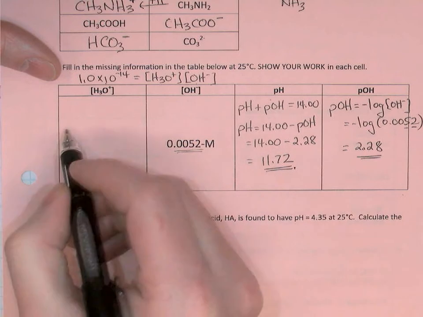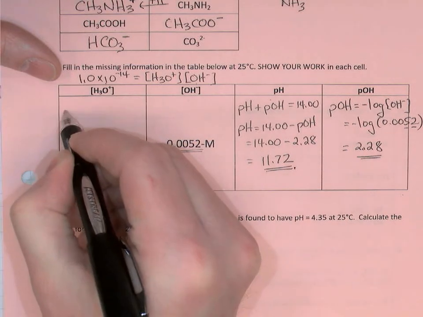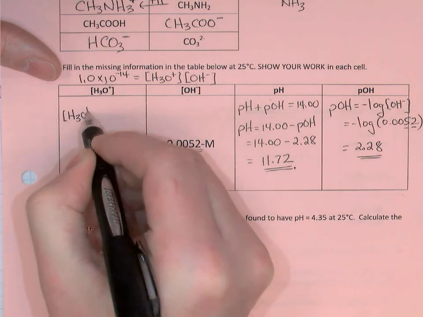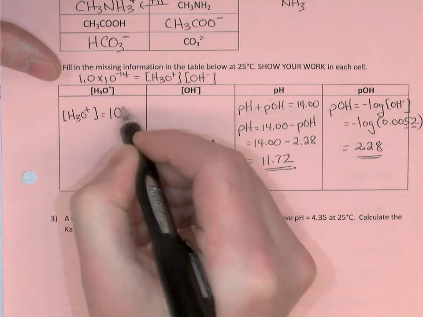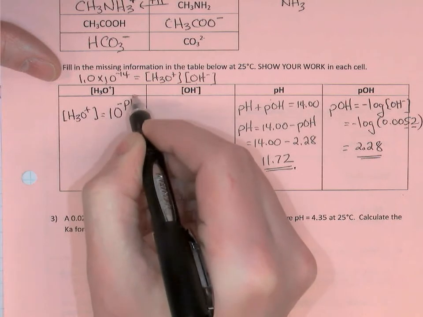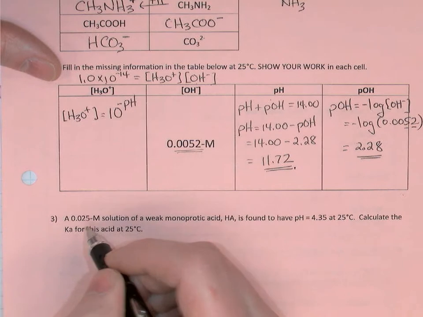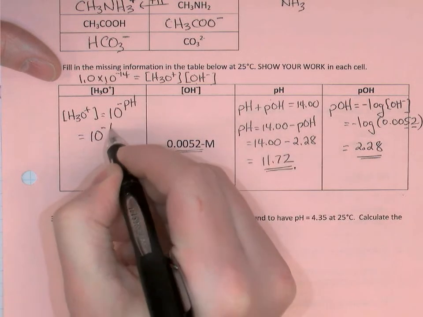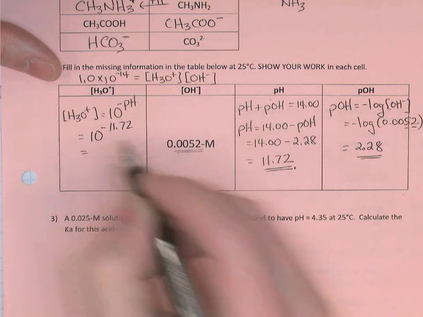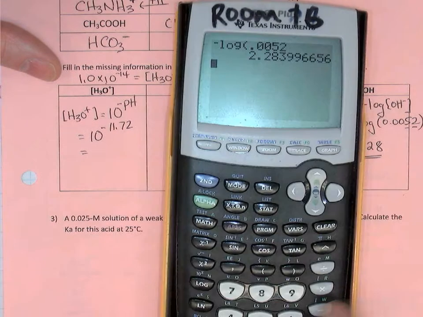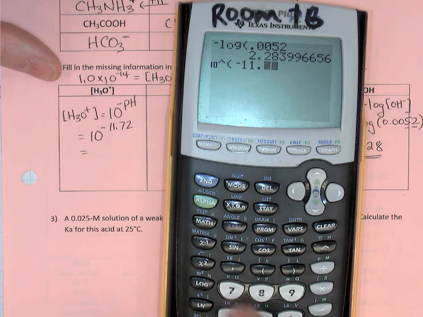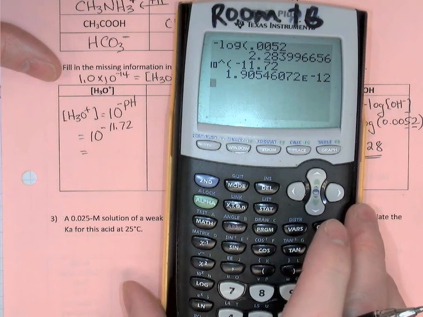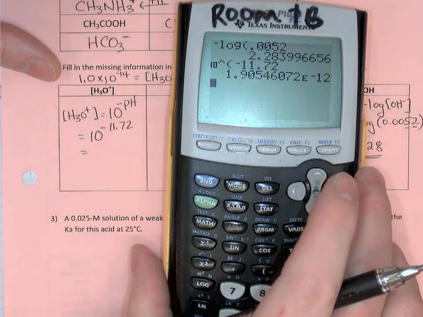Alternatively, we can use the pH here, 11.72, and we could simply say that the concentration of the hydronium is 10 to the power of negative pH. This is the inverse of the pH equation, which is 10 to the power of negative 11.72. Grabbing a calculator, we go second function logarithm to get 10 to the power of, and then negative 11.72 equals 1.9 times 10 to the minus 12.